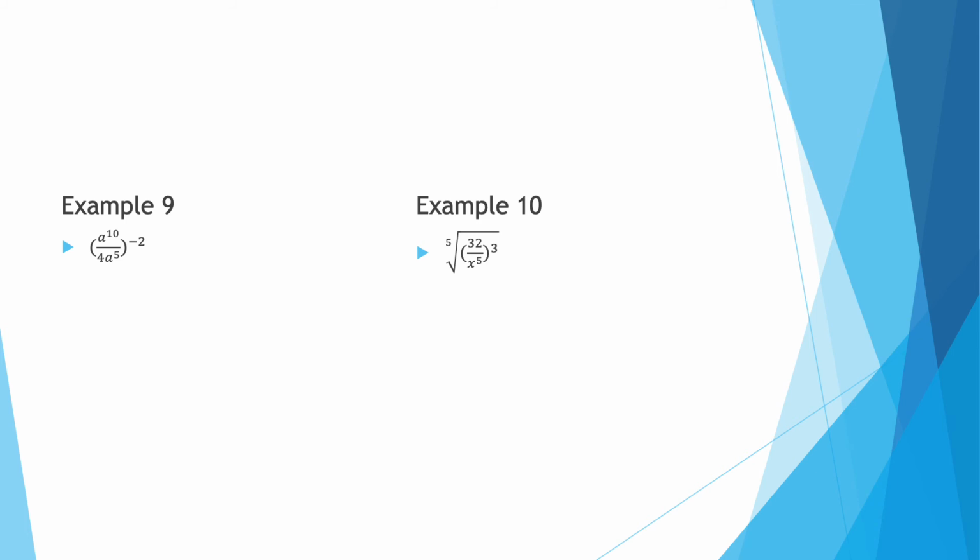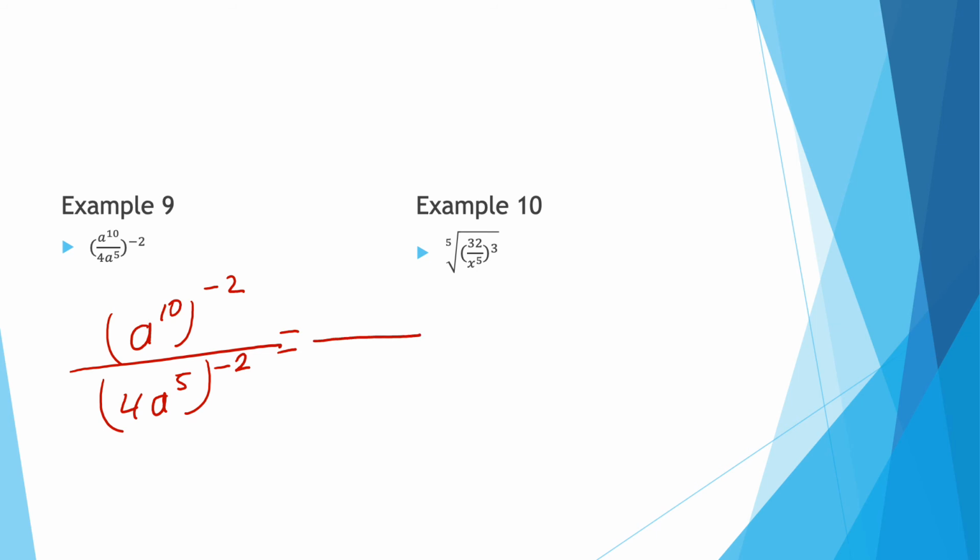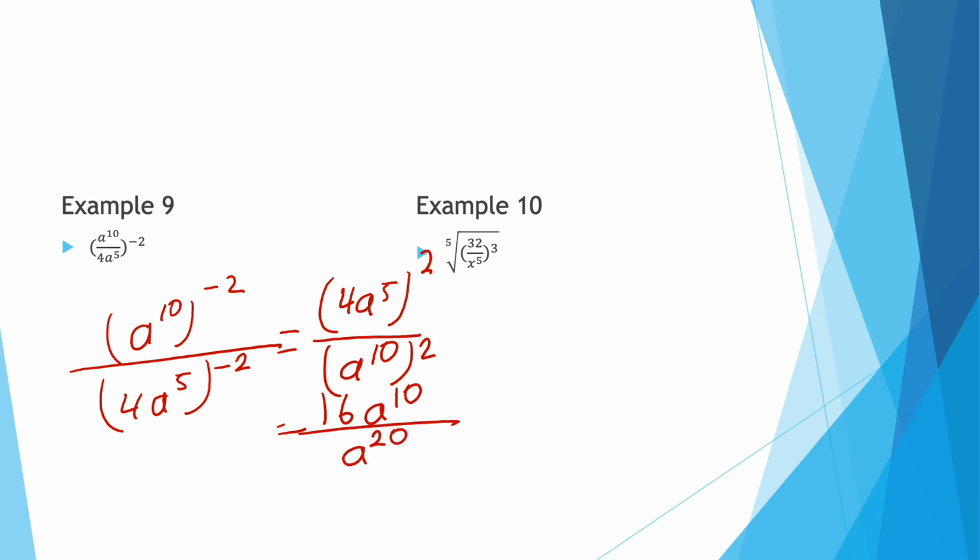So we've got this question here. Again, you can see I've got a negative power, so it's better to separate the powers first. So I've got a to the power of 10 all to the power of negative 2 over 4a to the power of 5 all to the power of negative 2. And then I will take the reciprocal of the fractions. And now I can expand normally, so that gives me 16 a to the power of 10 over a to the power of 20.